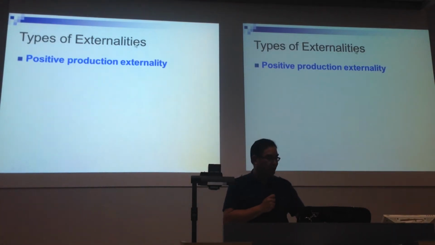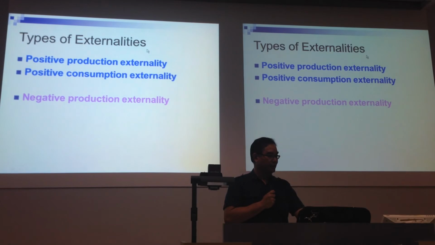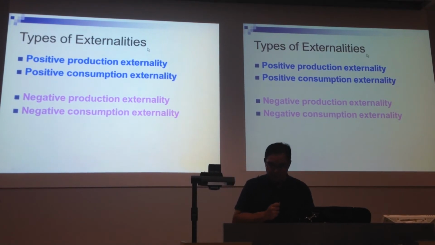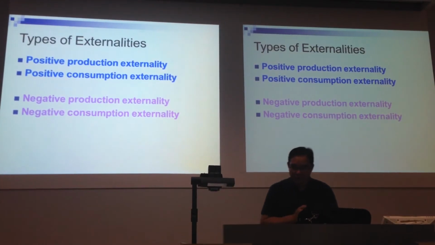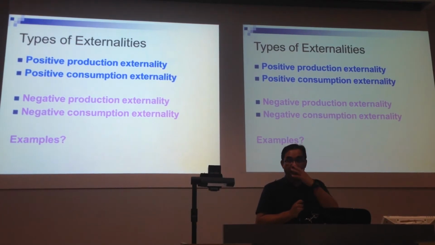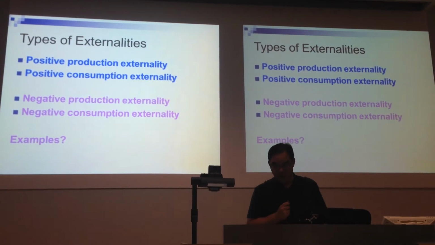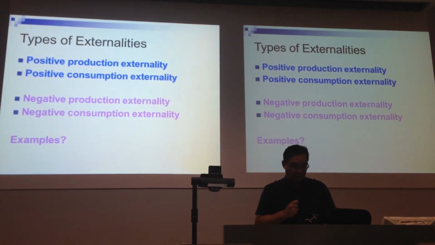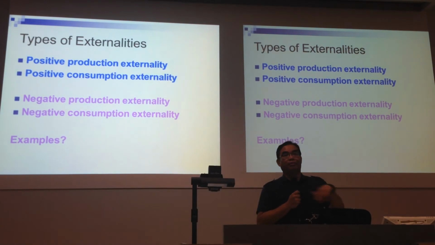So essentially, there are four types of externalities. And we also provided you with examples of each of the different types of externalities. Right? So what are the solutions, okay, to solve the problem of externalities?